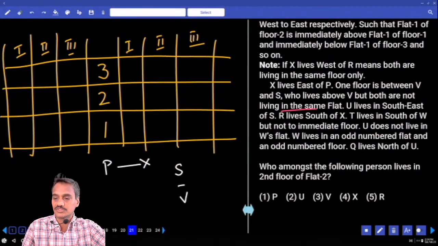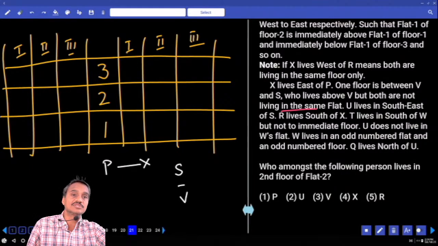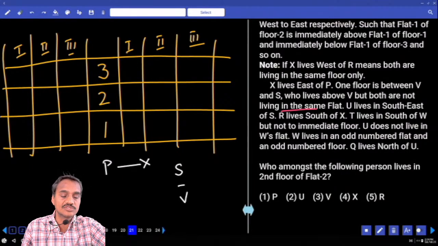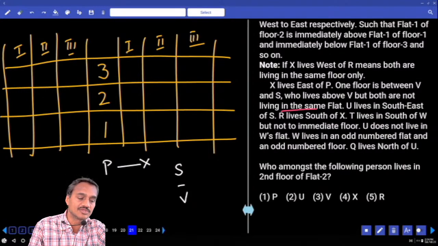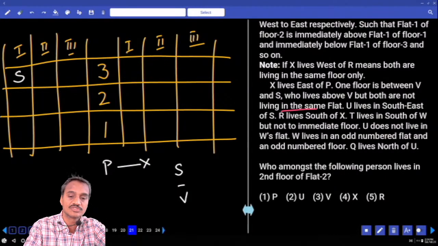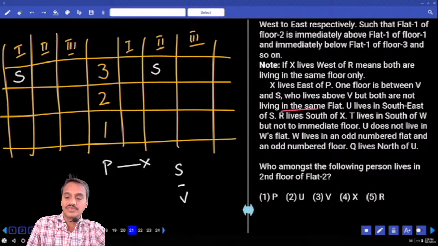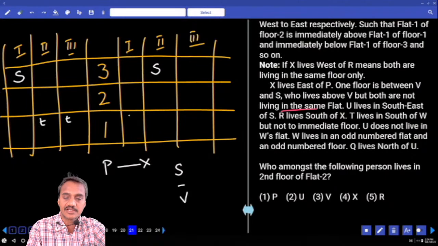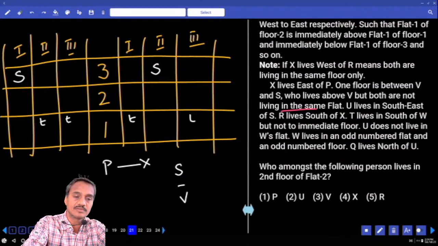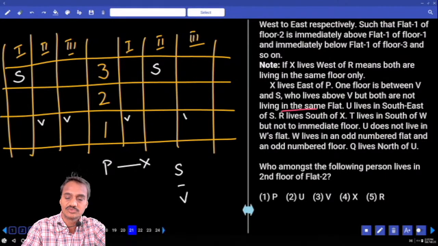And U lives in the southeast of S. U is in the southeast of S. S cannot be on the third floor, that is certain, right? Where should this S be? S can be on the third floor, first flat, or third floor, second flat. And if S is here, T can be at any one of these two places. Now S and V must be like this. V can be in these two places.